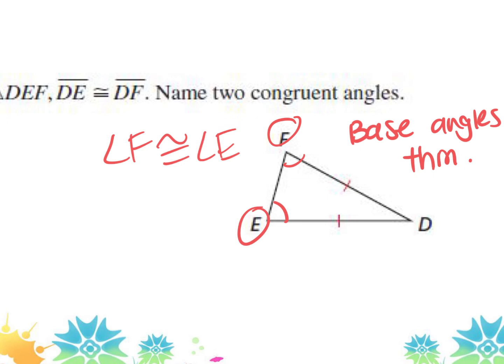How would you label angle D? Vertex? It's the vertex angle. Why is it the vertex angle? It's where the two legs meet. Very good. Which side is my base? FE. Okay. Are we starting to see how an isosceles triangle is formed?